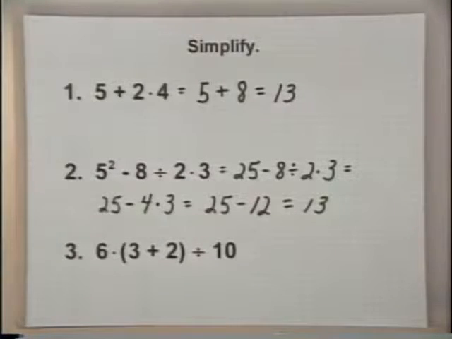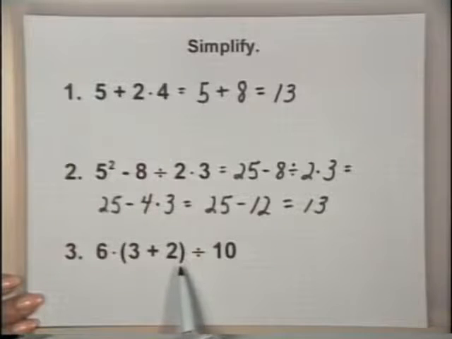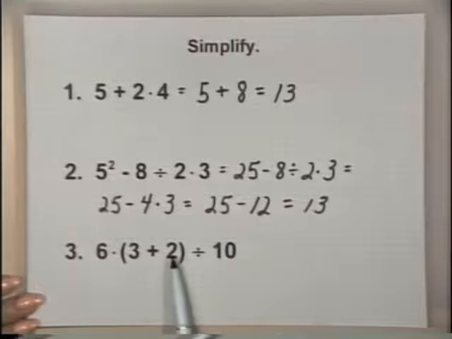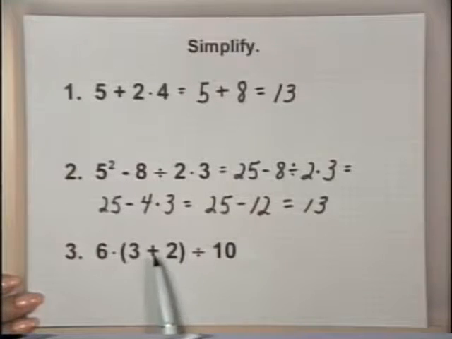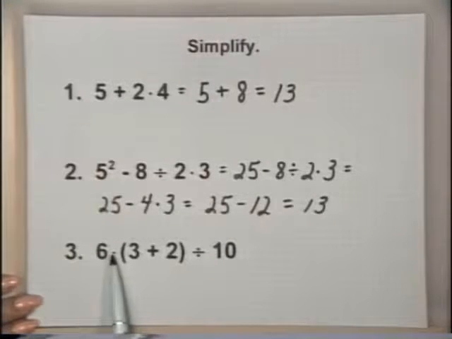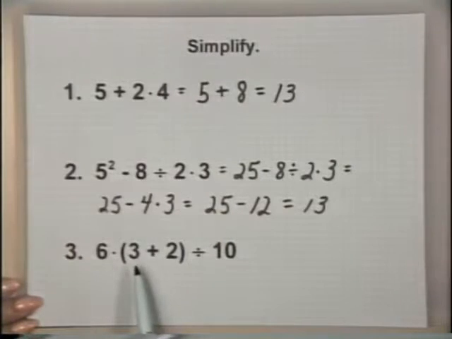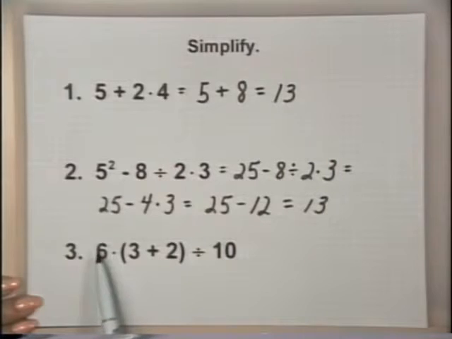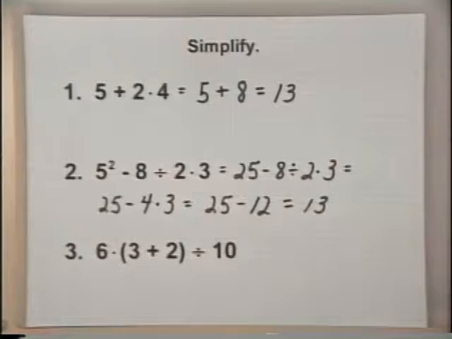In problem number 3, we have 6 times, then we have parentheses, 3 plus 2 inside the parentheses, divided by 10. Now, the parentheses here are used for grouping symbols to tell us to perform this operation first. First, we want to say 3 plus 2. The dot here means that after we have added the 3 and 2, we want to take that answer and multiply it by the 6.